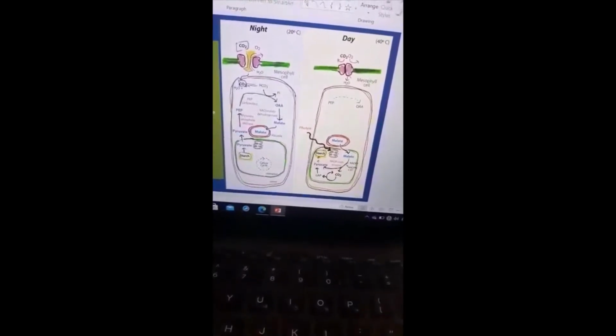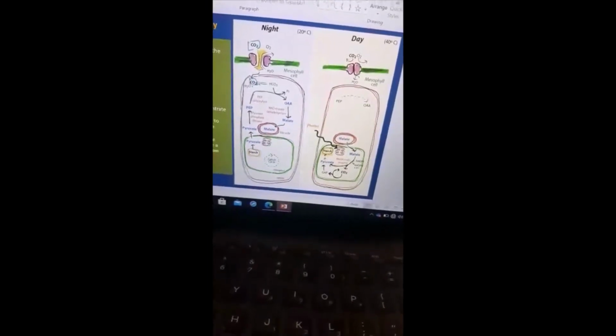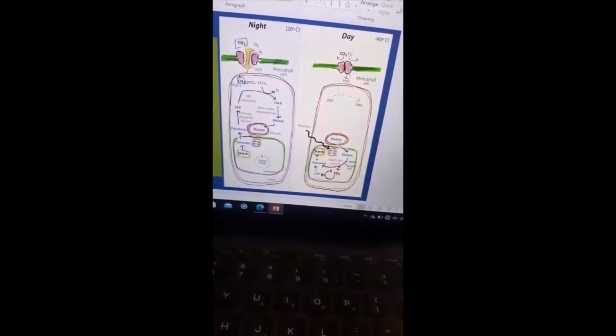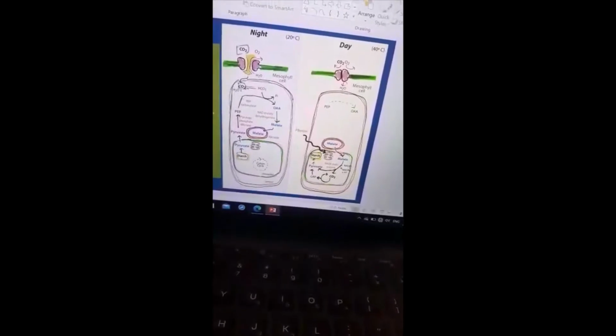The CAM pathway is not very different from the C4 pathway. They have got a lot of similarities. The similarities are as follows. In the CAM pathway, the enzyme PEP carboxylase is involved, just like in the C4 photosynthetic pathway.